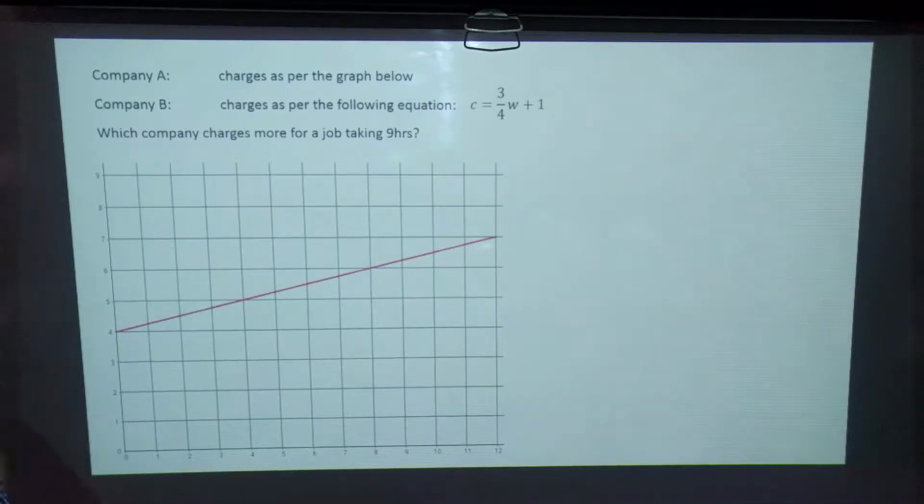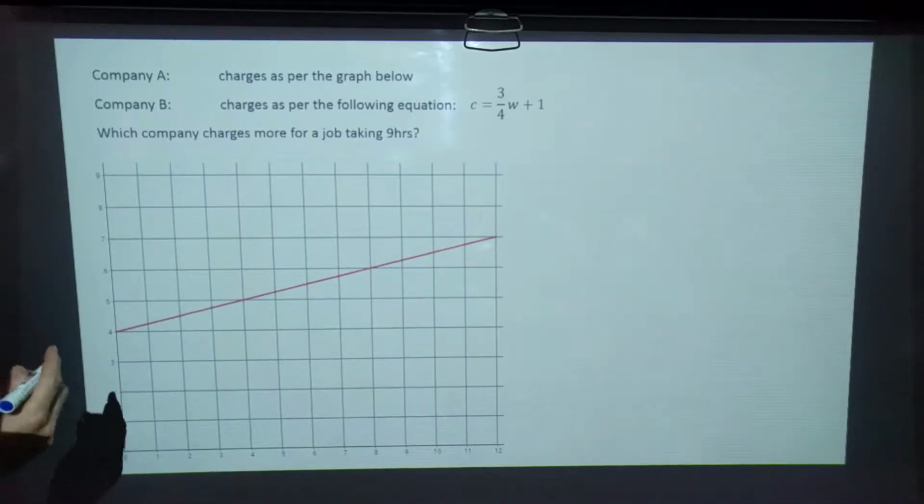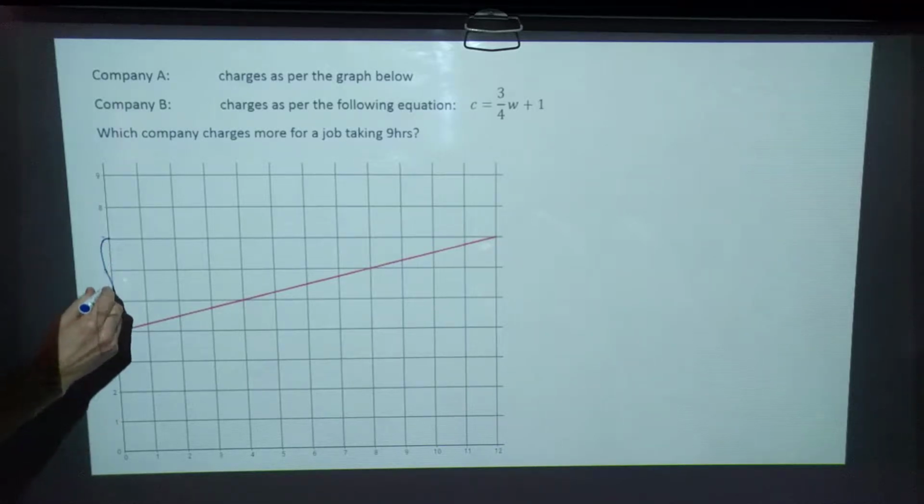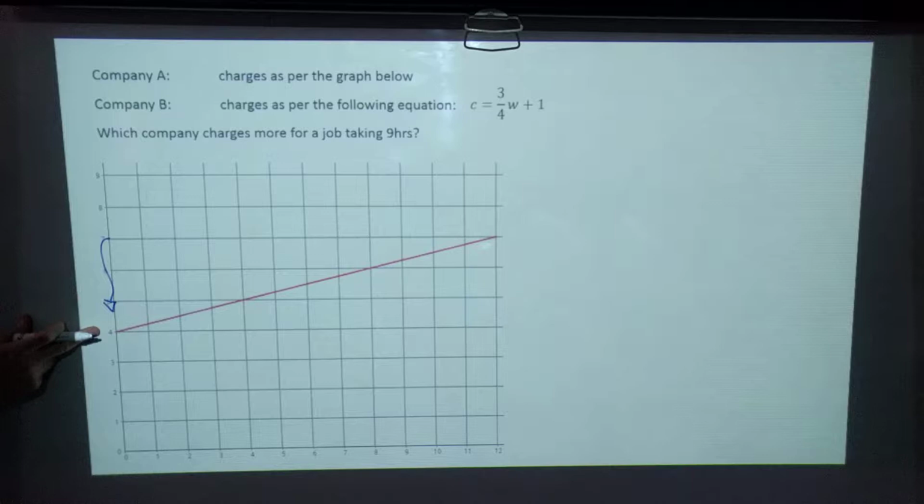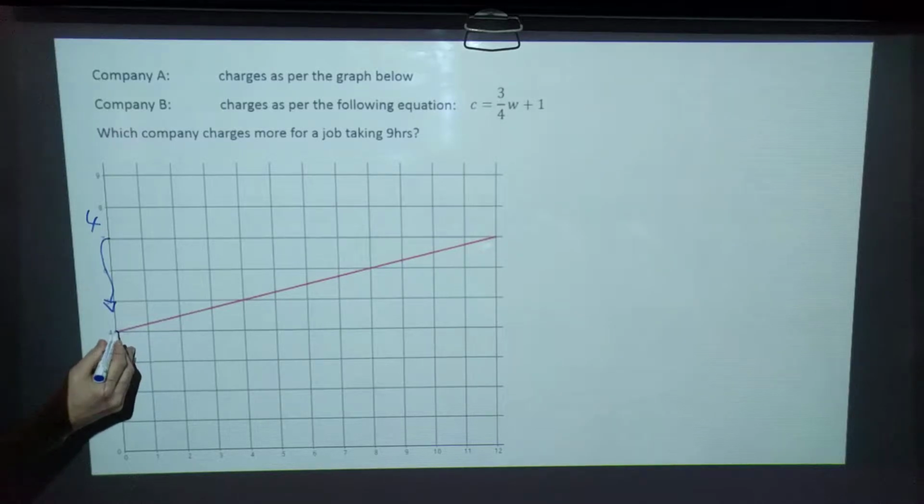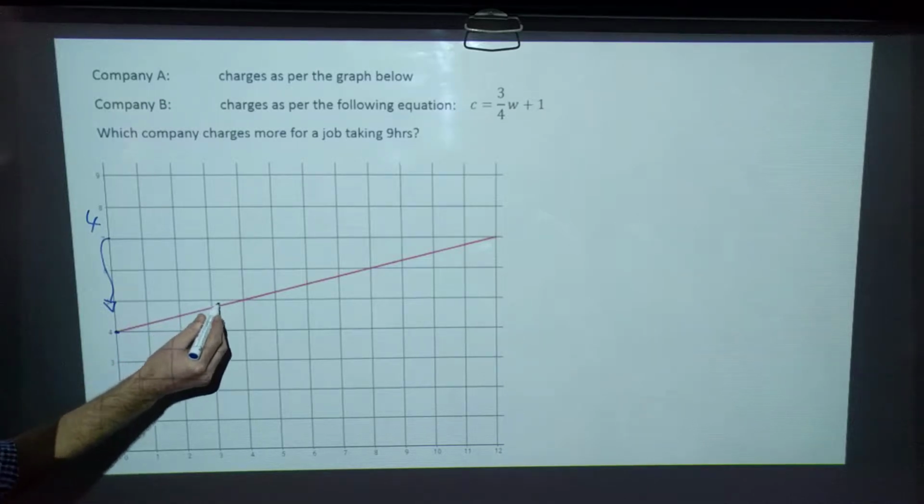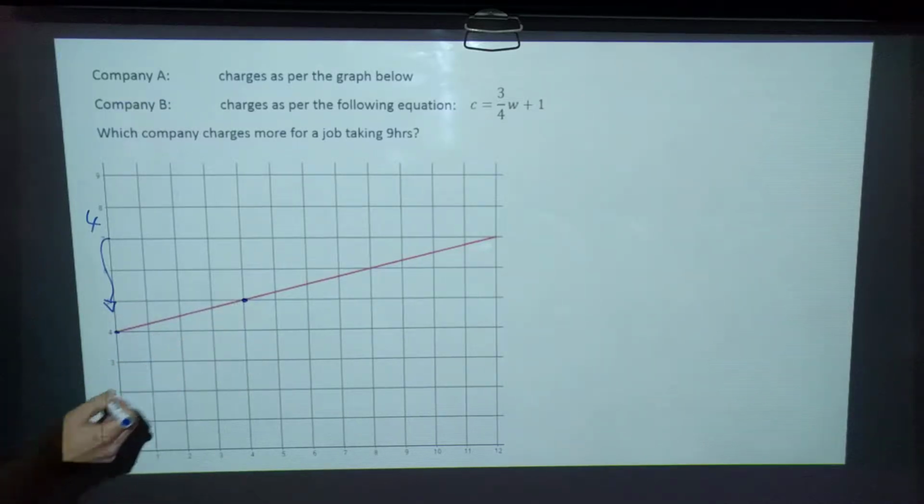We are looking for two things. One, what is the part at the start? And for this particular graph, the start is here at 4. Okay, so that's one of the key pieces of information. We can go along this line until we find an intersection of the grid. So not there, not there, not there. Here's an intersection of the grid.